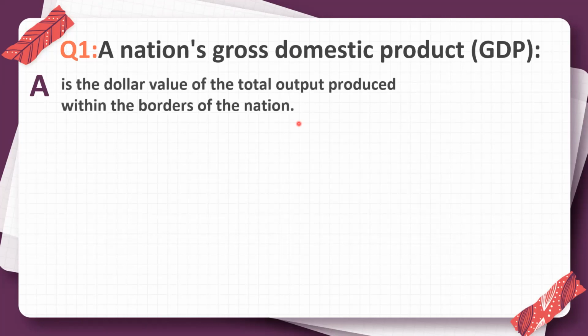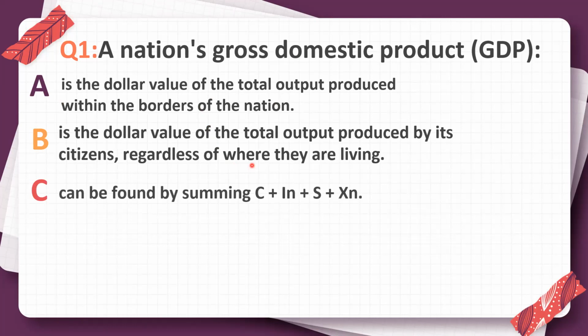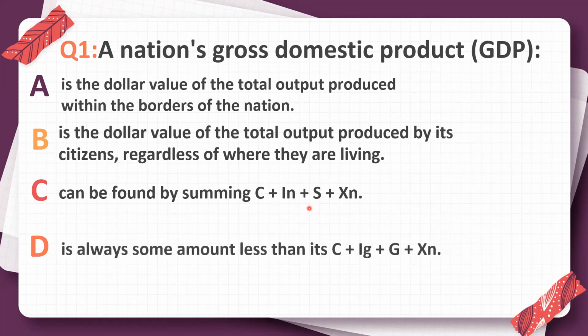A is the dollar value of the total output produced within the borders of the nation. B is the dollar value of the total output produced by its citizens, regardless of where they are living. C can be found by the formula C plus IN plus S plus XN. D is always some amount less than its C plus IG plus J plus XN.